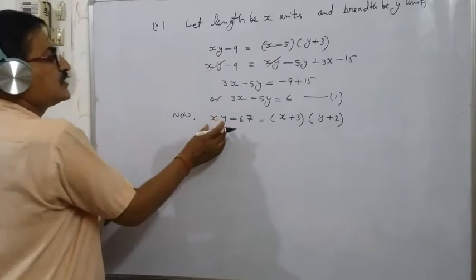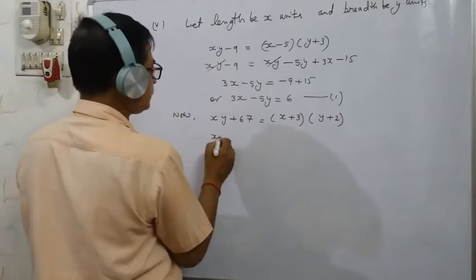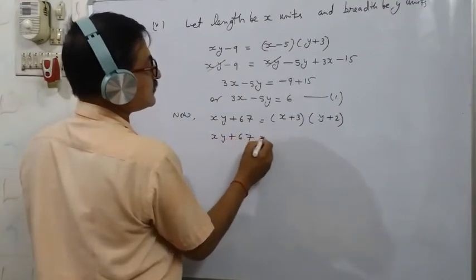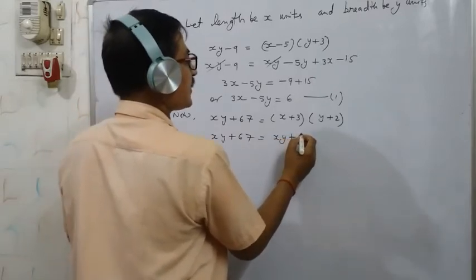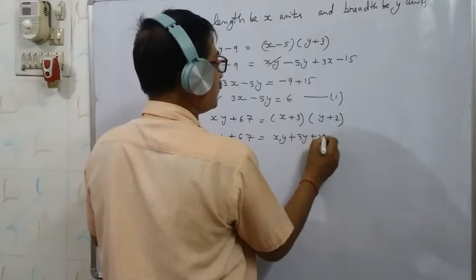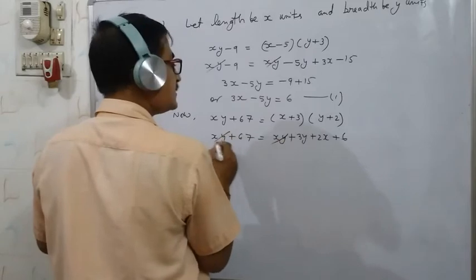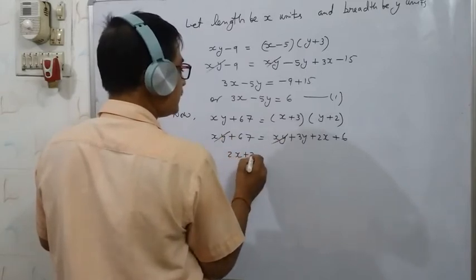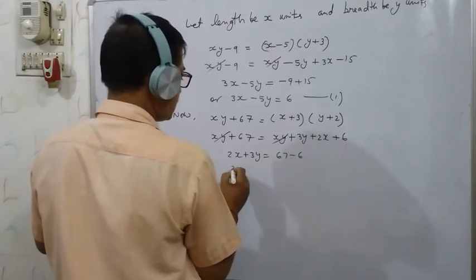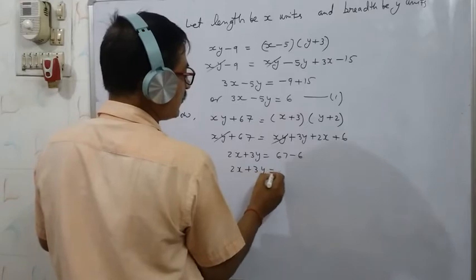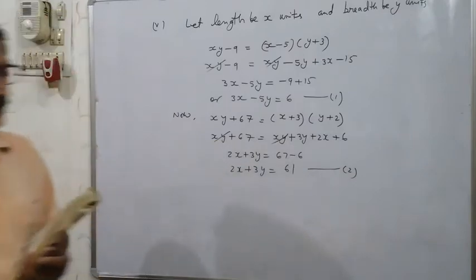Why am I writing the xy? Because xy is the area. Now simplify it. This will be xy plus 3y plus 2x plus 6. Or this can be written as xy, again cancel. 2x plus 3y equal to 67 minus 6, or 2x plus 3y equal to 61. This is the second equation. 2x plus 3y equal to 61.